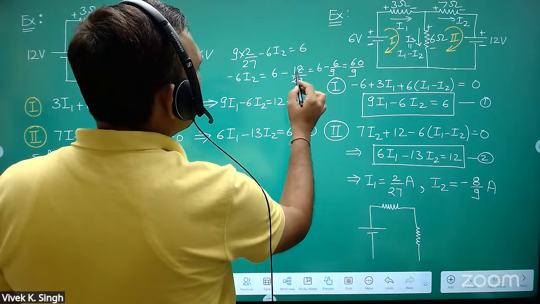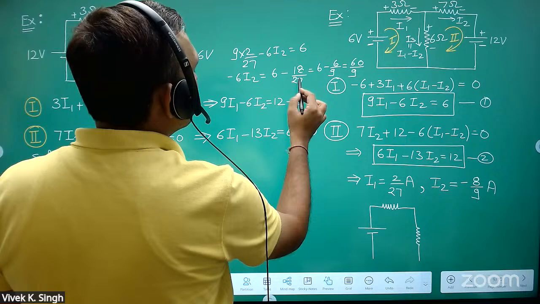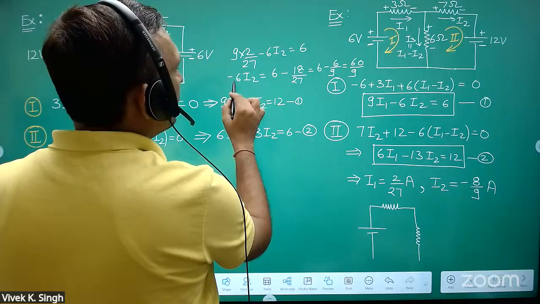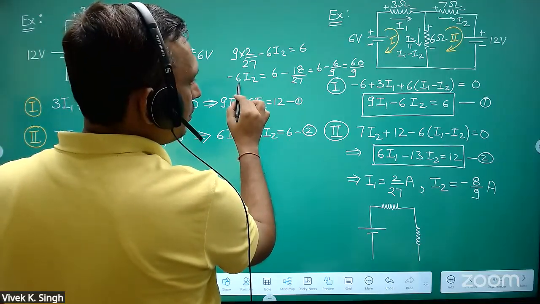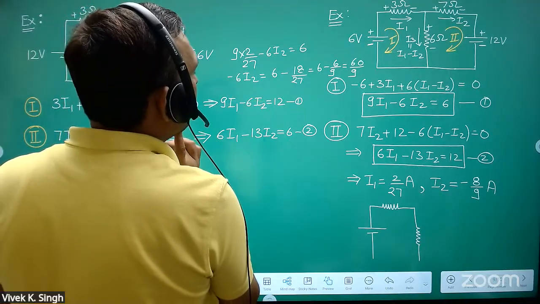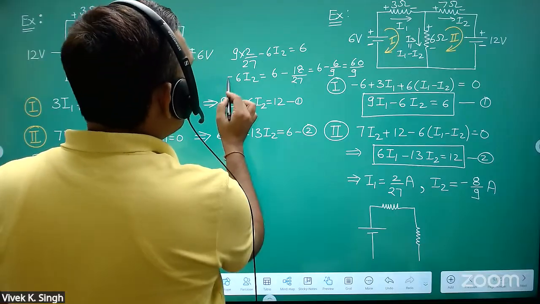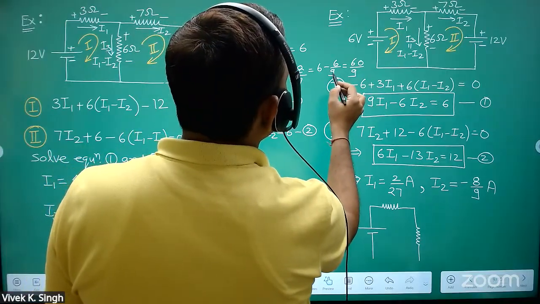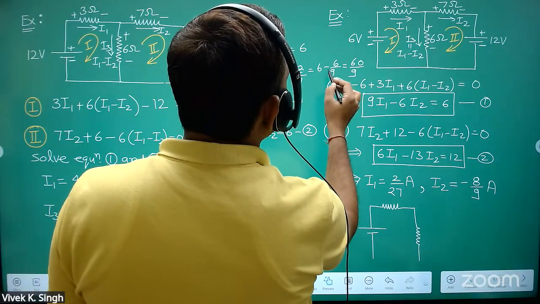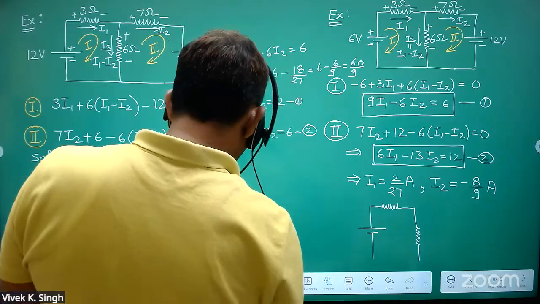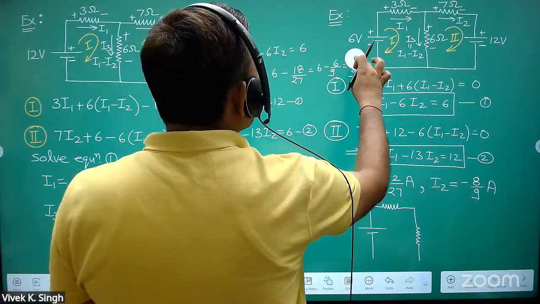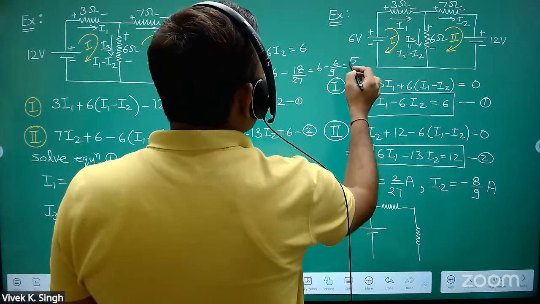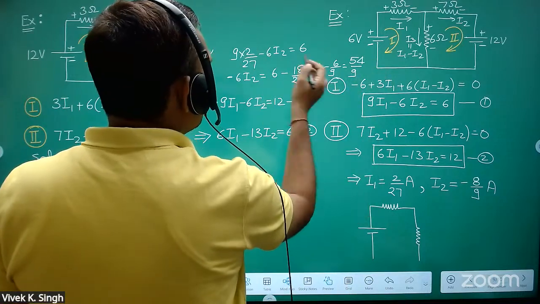Is it correct? Yes, sir. But you also have a negative 6 on the other side, right? Here you have minus 6 I2. So what answer are you getting? I2 is negative, but here you are getting 54 by 9. But here you have minus 6 I2, no? So what will be I2?